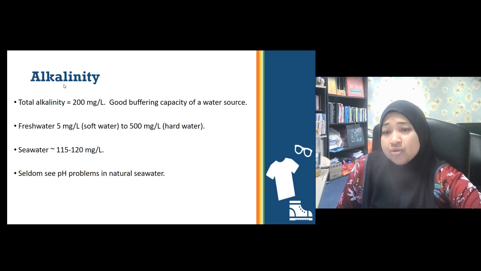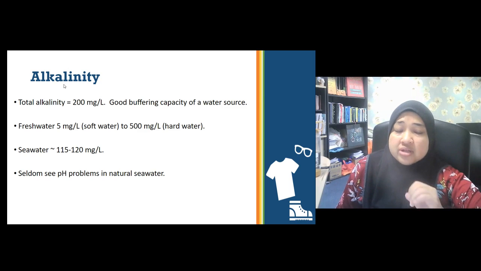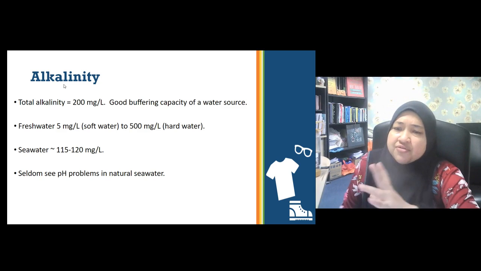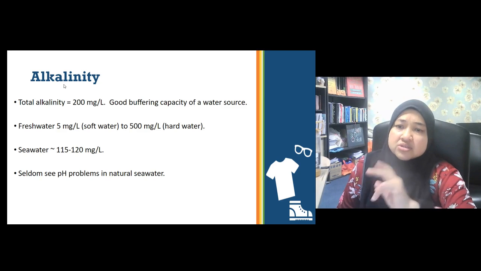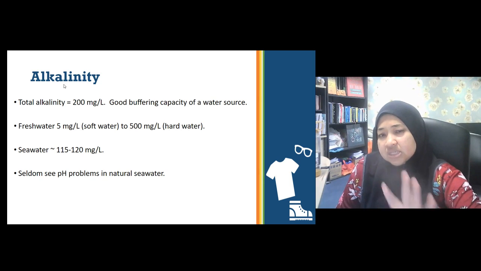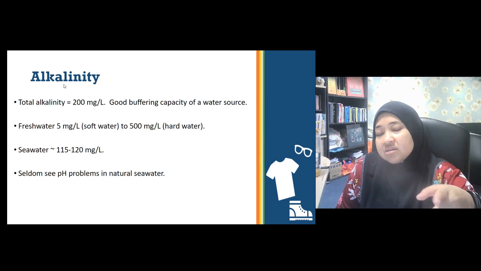When the total alkalinity is around 200 milligram per liter, this is a good buffering capacity for a water source. It helps to reduce pH changing. pH can change very fast if some acid or base is released into the water system, which is not good for aquatic organisms such as fish and prawns, especially those very sensitive to pH changes. Alkalinity in fresh water is usually around 5 milligram per liter for soft water, up to 500 milligram per liter, which we call hard water. Even in fresh water, total alkalinity in certain areas can be more than total alkalinity in seawater.